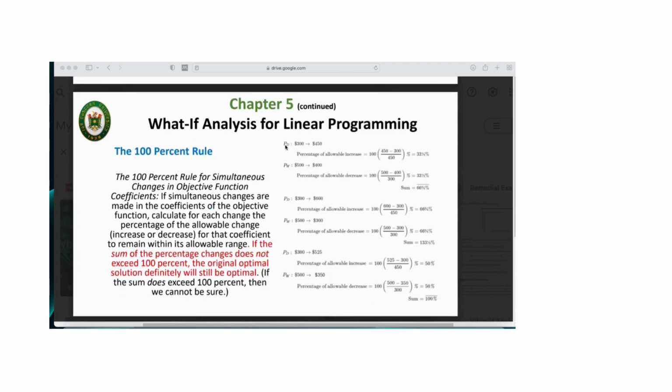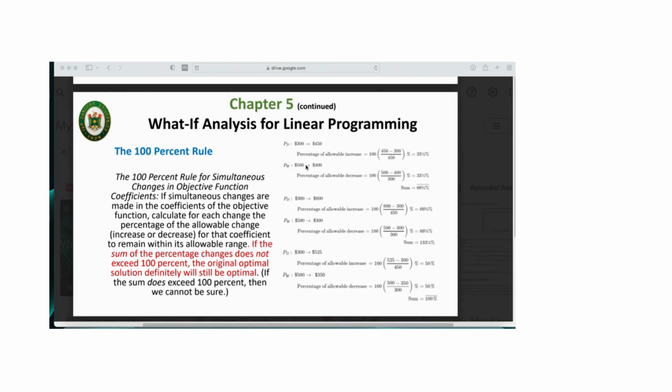For our example, the profit per door was increased from 300 to 450. And the profit per window was decreased from 500 to 400. So calculate the change from 300 to 450. Subtract the smaller value from the larger value. What's the difference? 450 minus 300. It's the difference from 300 to 450. There's been a change by 150.